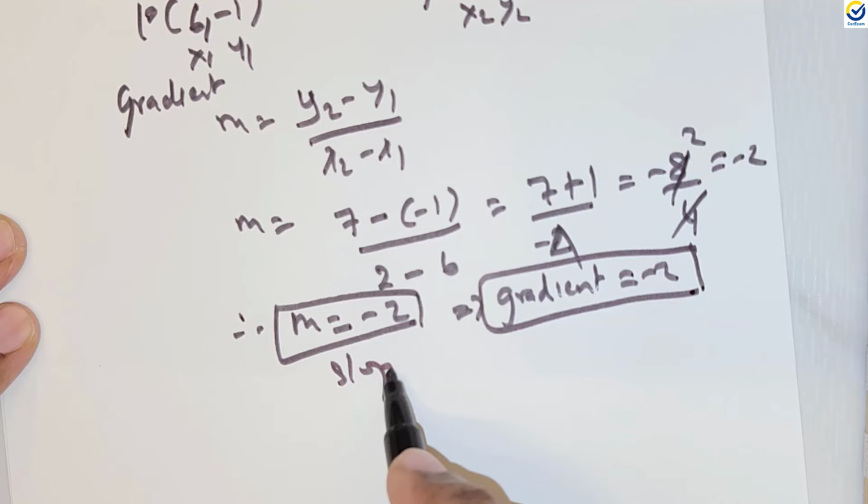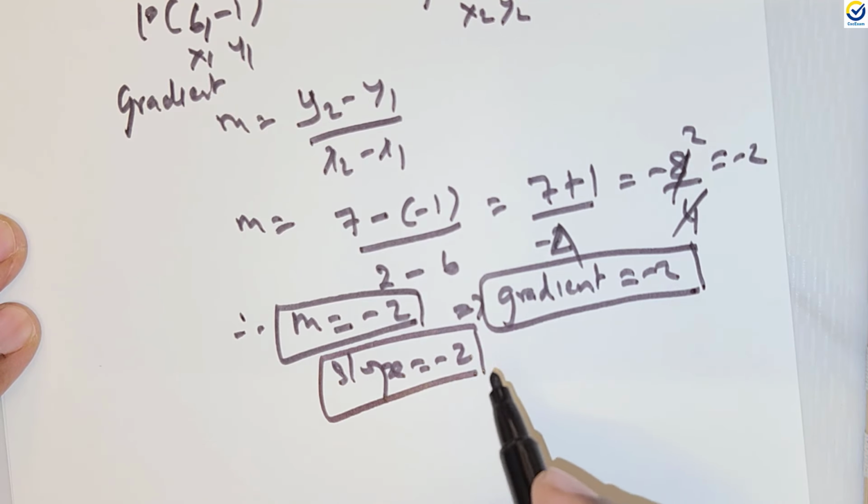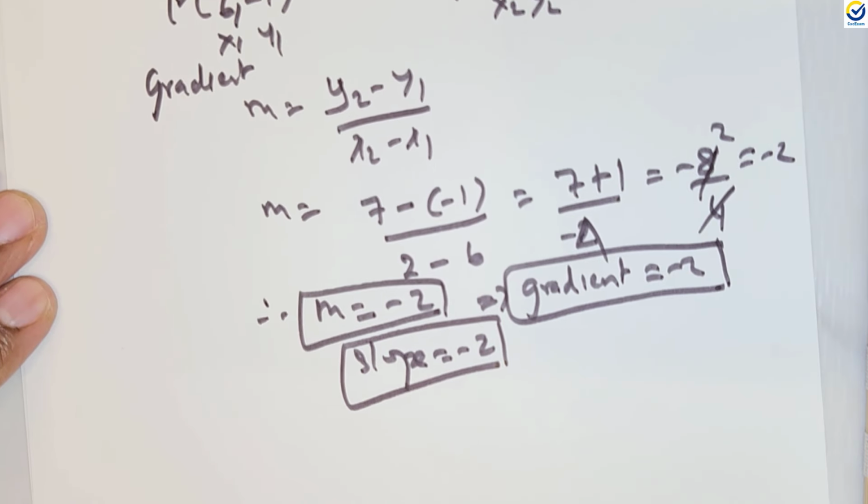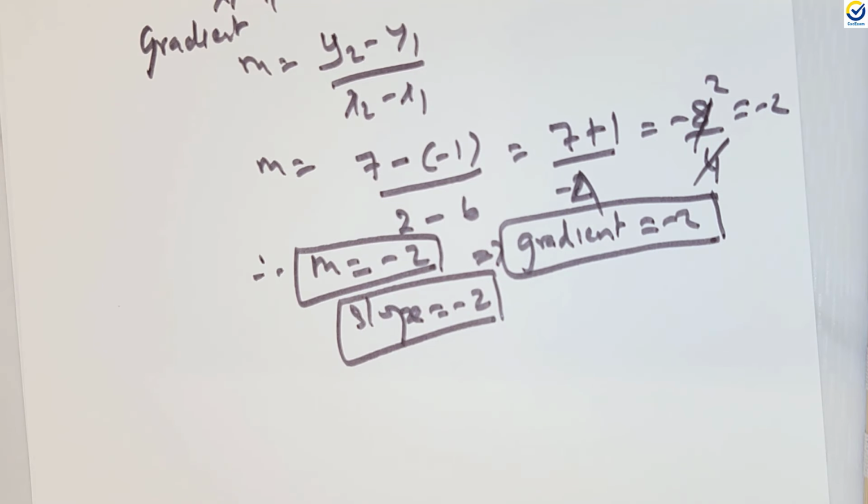Gradient is also called the slope. Slope is equal to −2. So this is the conclusion for this question. We move on to the next one.